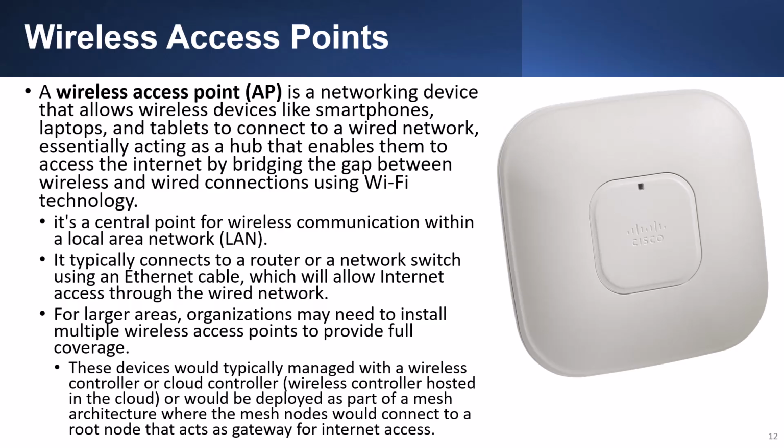It typically connects to a router or network switch using an Ethernet cable, which will allow internet access through the wired network. For larger areas, organizations may need to install multiple wireless access points to provide full coverage. These devices would typically be managed with a wireless controller or cloud controller, or could be deployed as part of a mesh architecture where the mesh nodes would connect to a root node that acts as a gateway for internet access.